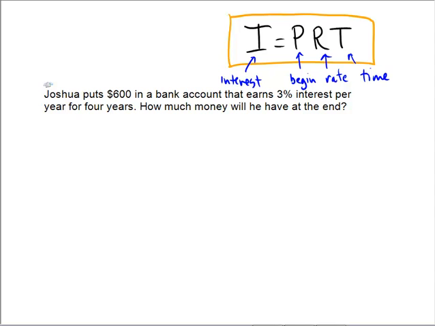Joshua puts $600 in a bank account that earns 3% interest per year for 4 years. How much money will he have at the end? Okay, so following the formula, interest is equal to the principal or beginning amount, and in this problem the beginning amount would be $600. So there's our $600 in the bank, multiplied by an interest rate, and the interest rate would be the 3%. So here we'll put 0.03.